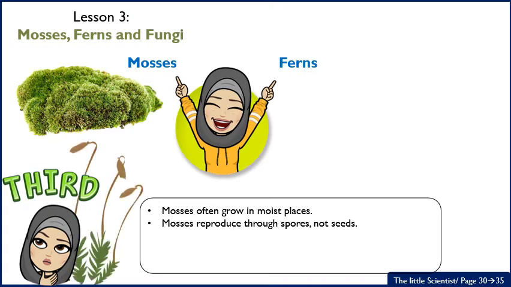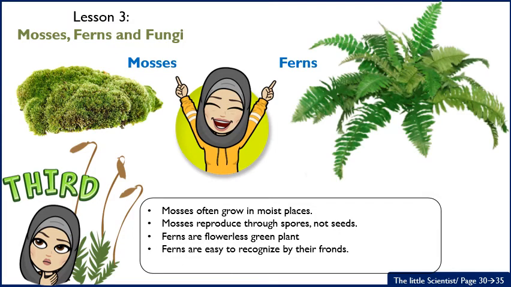So again, mosses are soft plants with no true roots, no true leaves, no true stems. They do not grow flowers. They do not make seeds, but they make spores that help them reproduce. What about ferns? Ferns are also flowerless plants. They do not grow flowers.